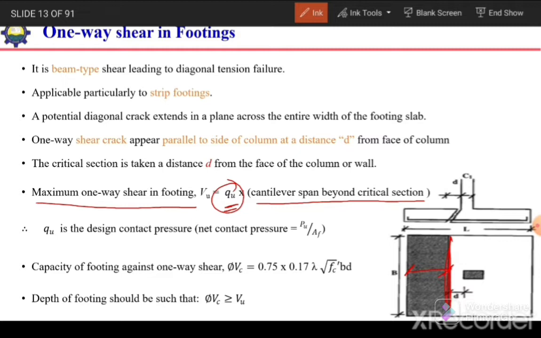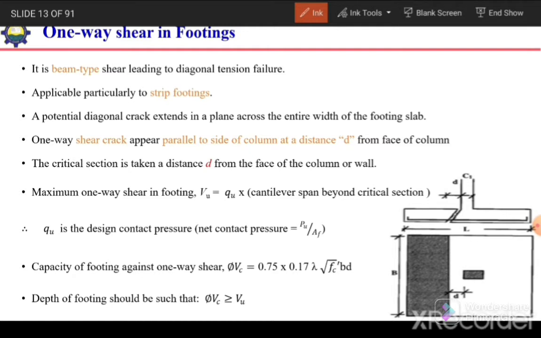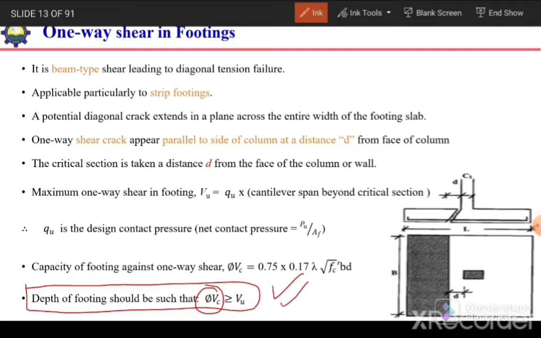The capacity of the footing against one-way shear is given by this equation specified in the ACI code. Here b is the width of the slab, and d is the effective depth, from the top of the slab up to the center of the reinforcement. To ensure safety against this one-way shear, this condition should be satisfied: the capacity of the slab against one-way shear should be more than the applied shear.